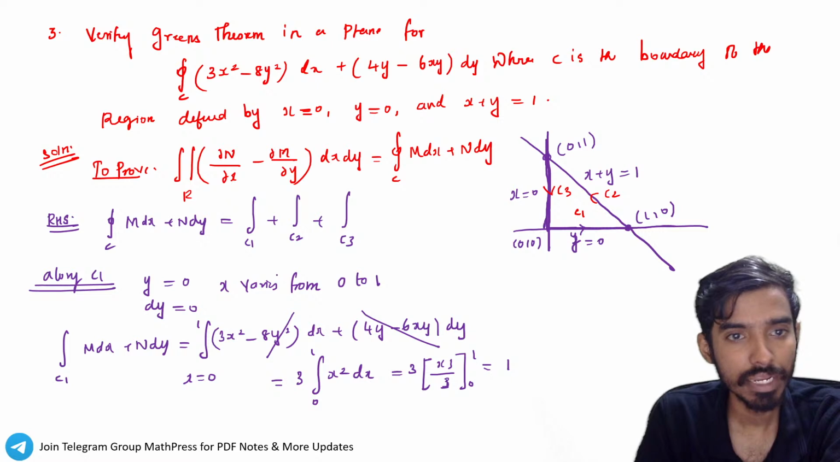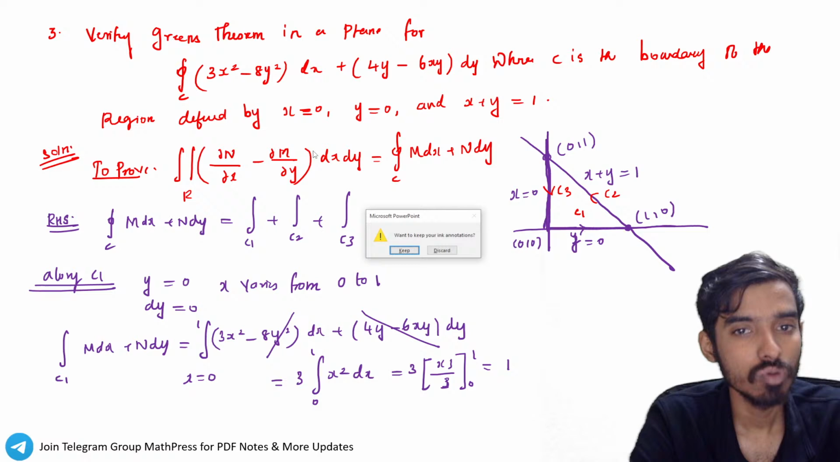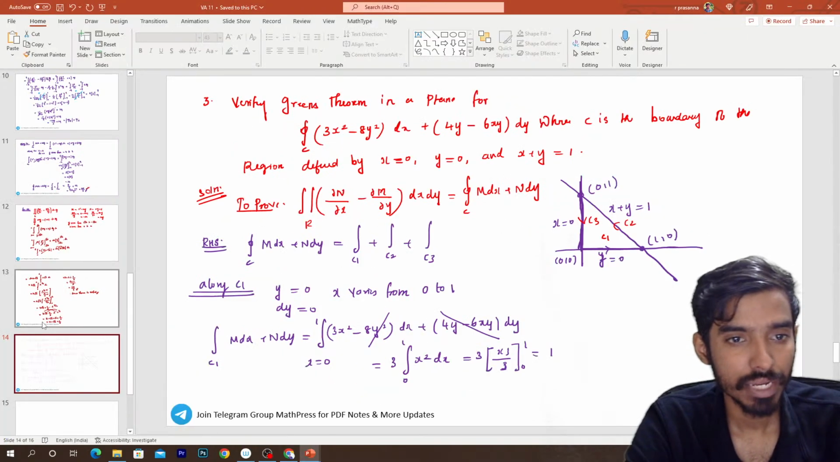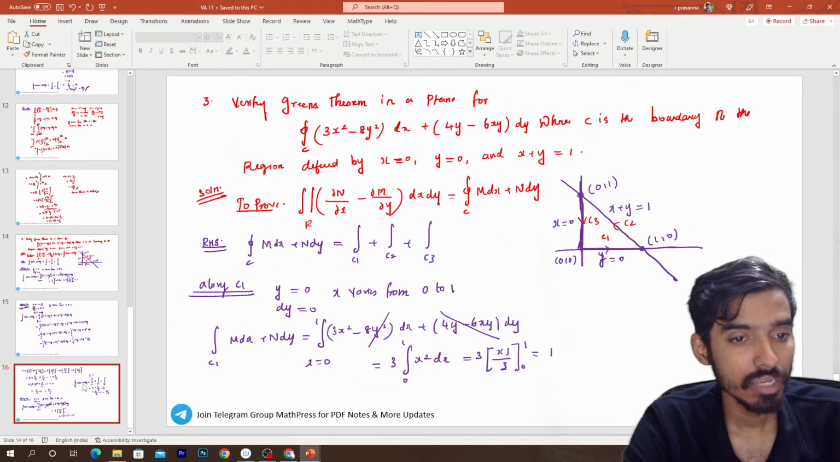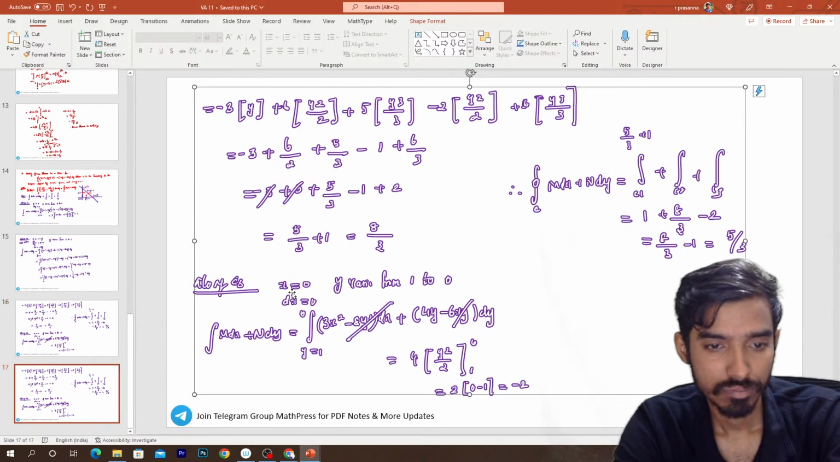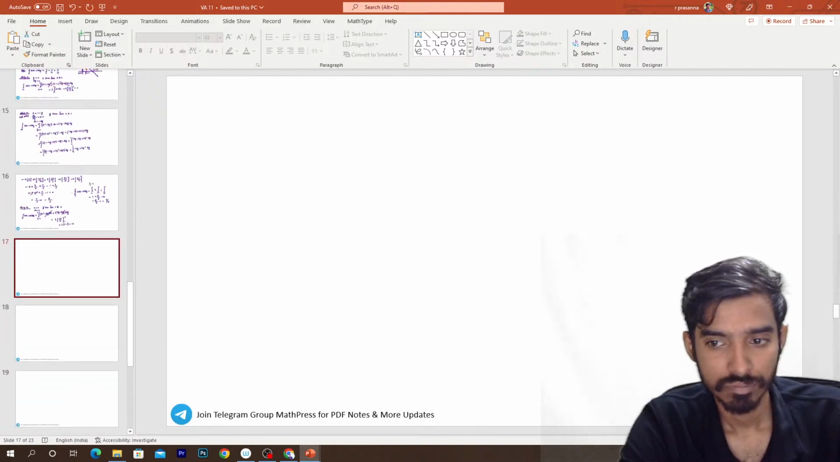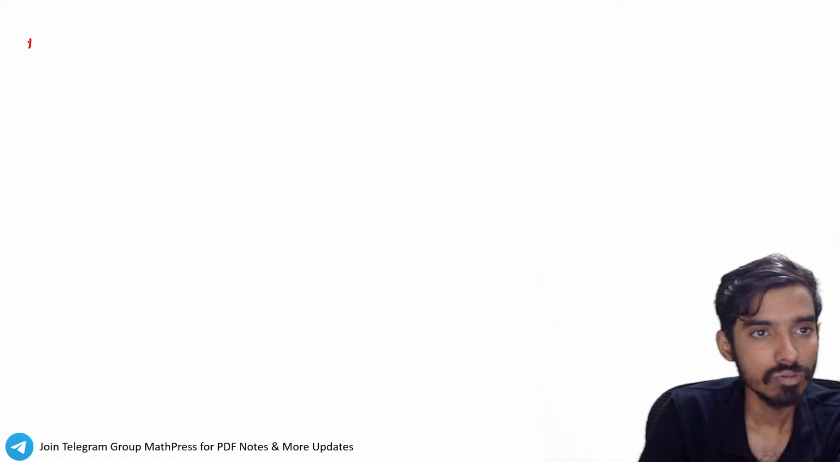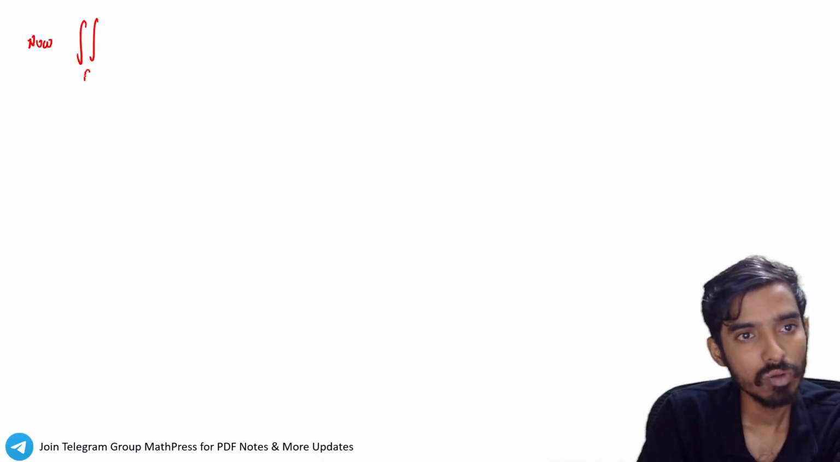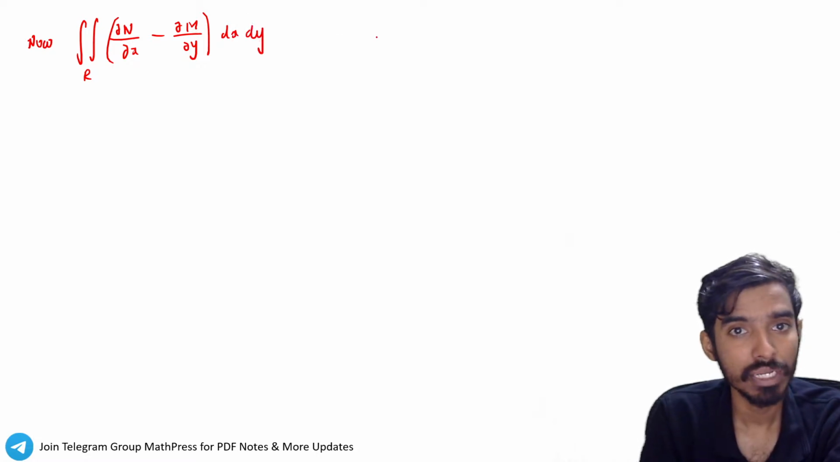Remember, the problem is not over, right? We need to find the double integral over R of (dou N by dou x minus dou M by dou y) dx dy, and we need to show that it is also equal to 5 by 3. Now we need to find this, right? So now the double integral over R of dou N by dou x minus dou M by dou y dx dy.